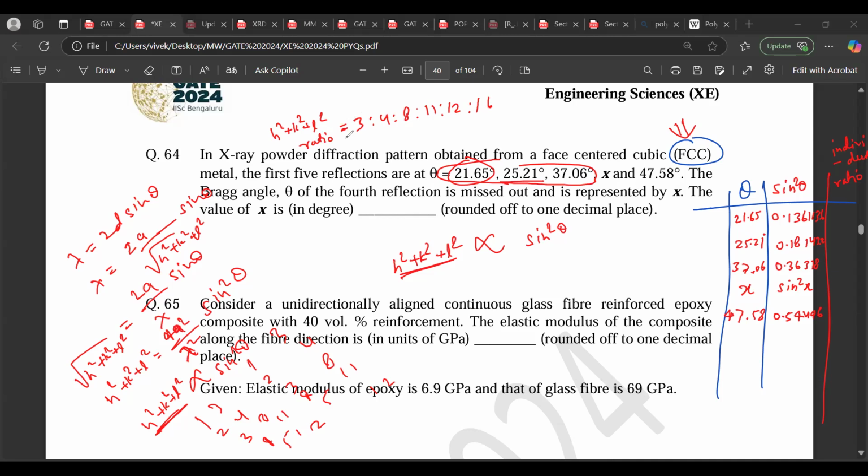Now, individual value, because there is no common factor in all the numbers, you can find that the individual h square plus k square plus l square is the same as the ratio. Individual means the first peak will be the sum of h square plus k square plus l square exactly the same as 3. That is 111, the first HKL for my FCC. If you square and add, you get 3. The second HKL, 4, means 200. So the individual number is 2 square plus 0 square plus 0 square, which is 4.